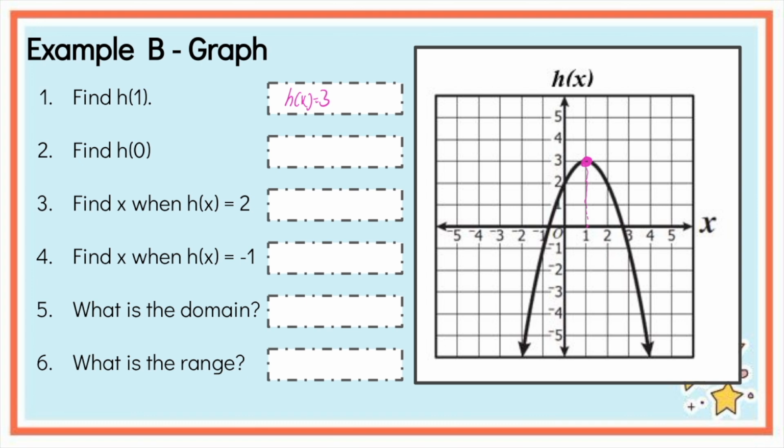All right, then it says find h of 0. So h of 0, again, 0 is going to be the input in our graph. So again, we're going to find 0 up from our x. We're going to go up until we hit our point here, and that's going to be 2. So we've got h of x in this case is going to be equaling 2.